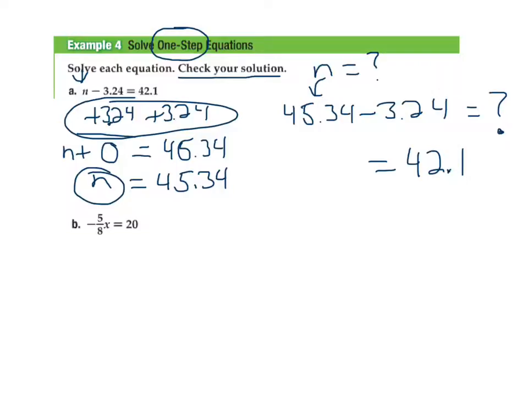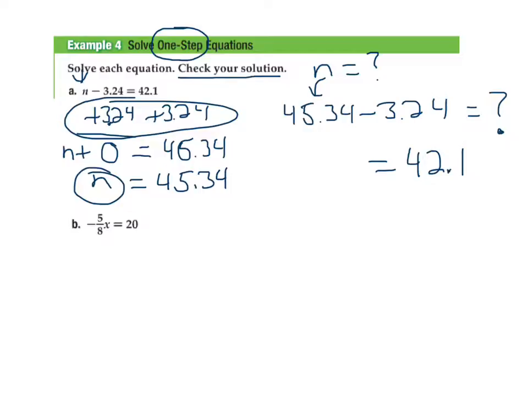Okay, so to solve example A, we use the addition and subtraction property of equality. In example B, we're going to practice using the multiplication and division property of equality. So what we have here is negative 5/8 x equals 20. So negative 5/8 times x equals 20. So we need to do the inverse operation of multiplying by negative 5/8.